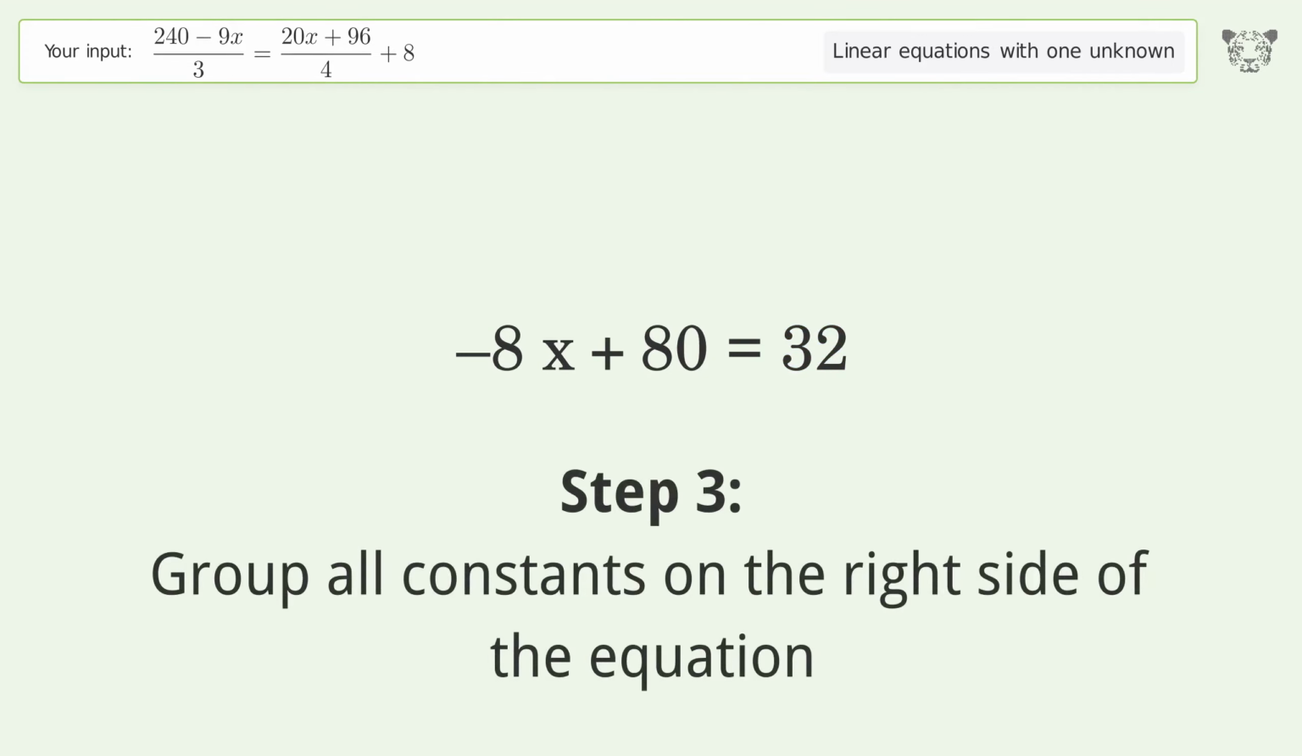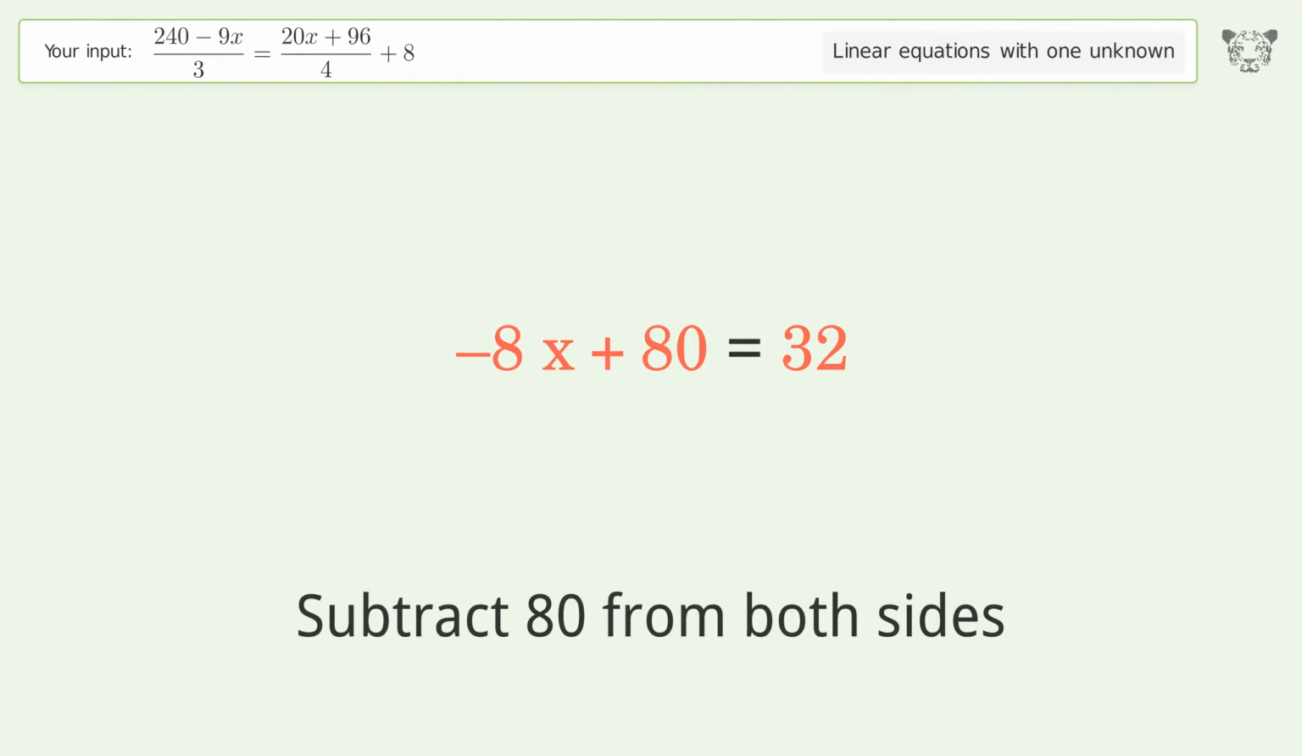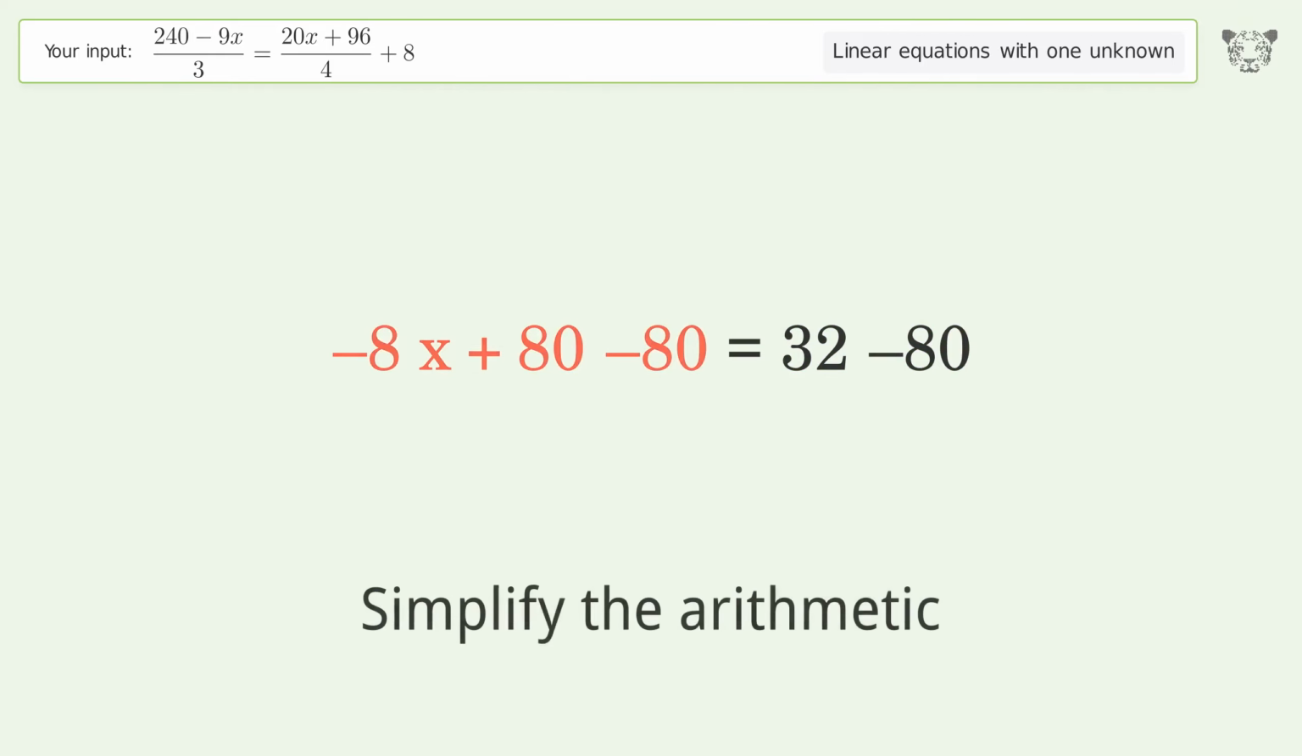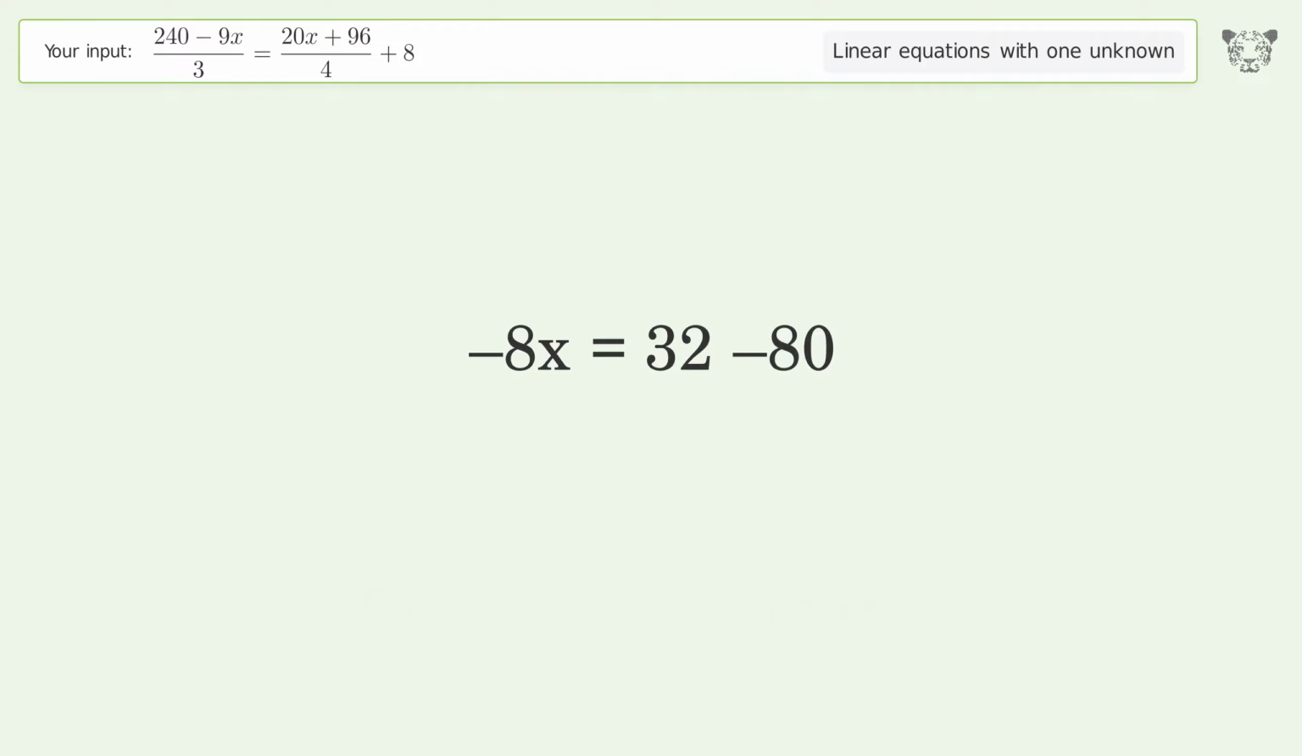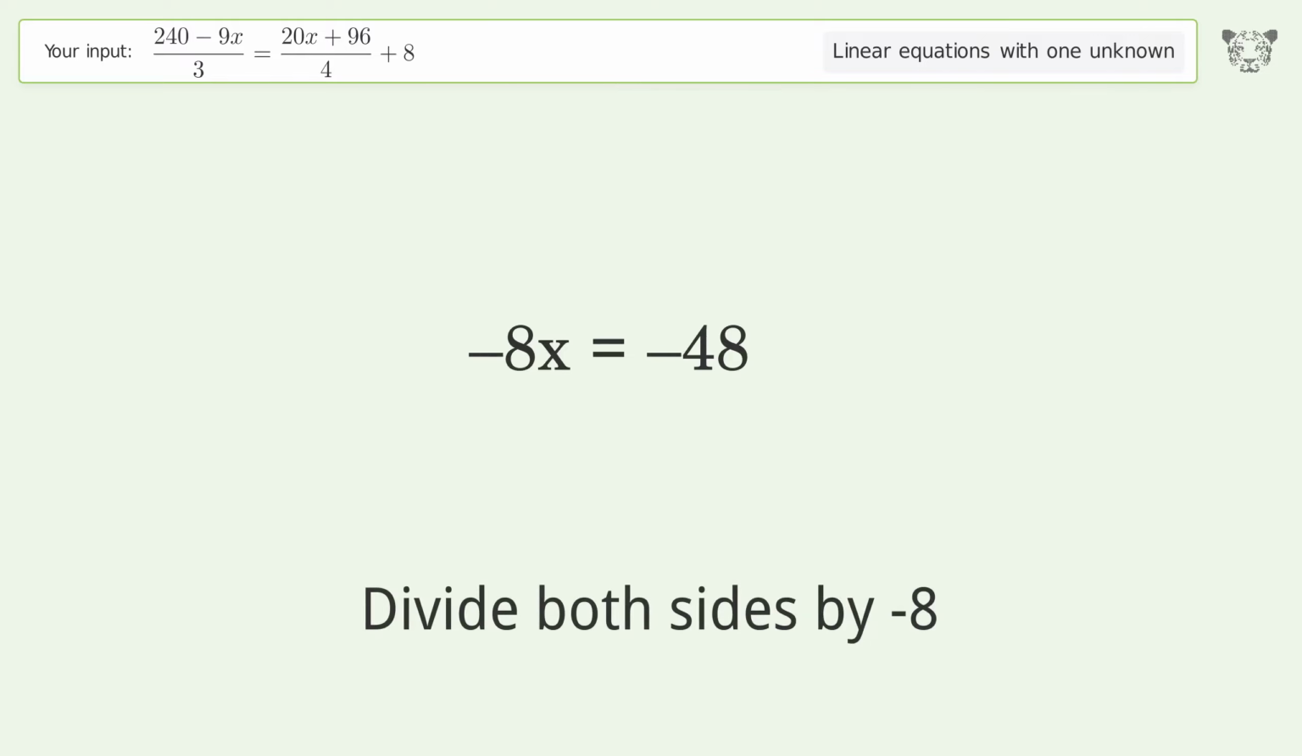Group all constants on the right side of the equation. Subtract 80 from both sides. Simplify the arithmetic. Isolate the x. Divide both sides by -8.